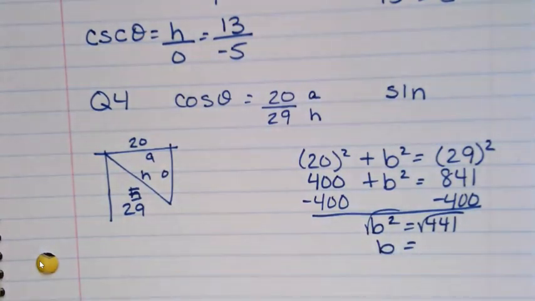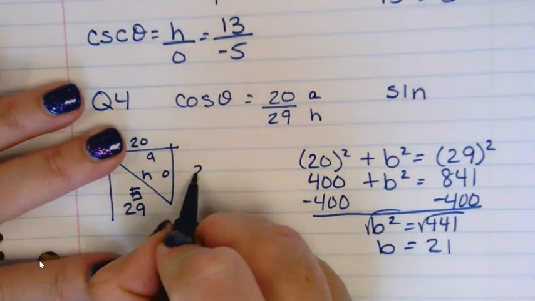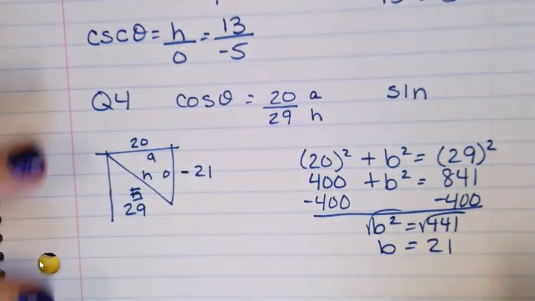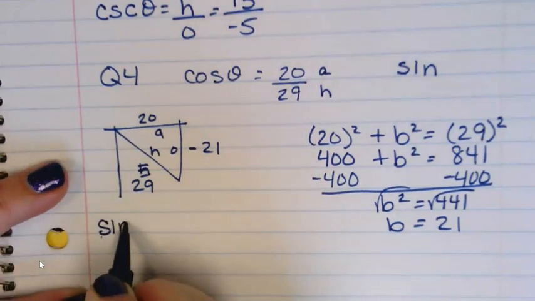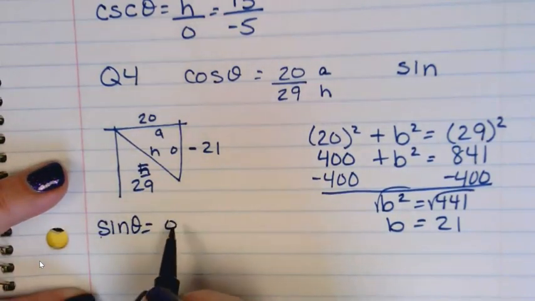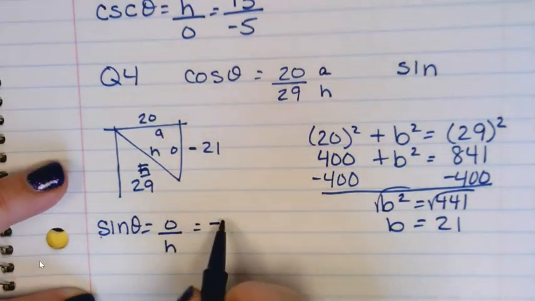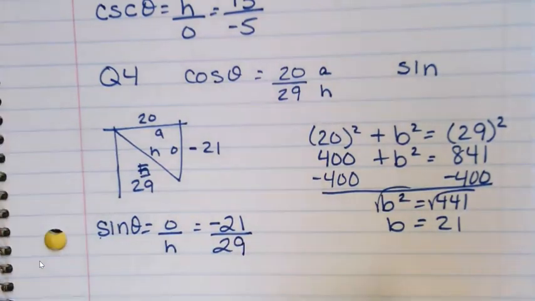We'll get 21. But notice we're down here in quadrant 4, negative. So the question is sine. So sine is opposite over hypotenuse. Opposite is negative 21 over hypotenuse is 29. Okay?